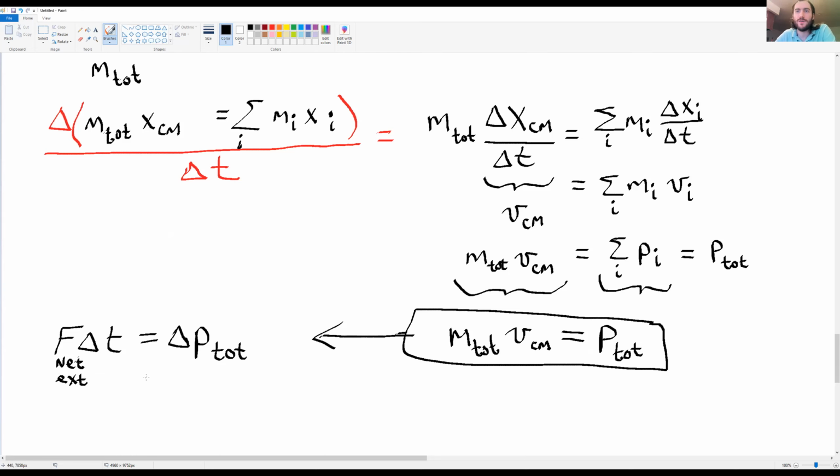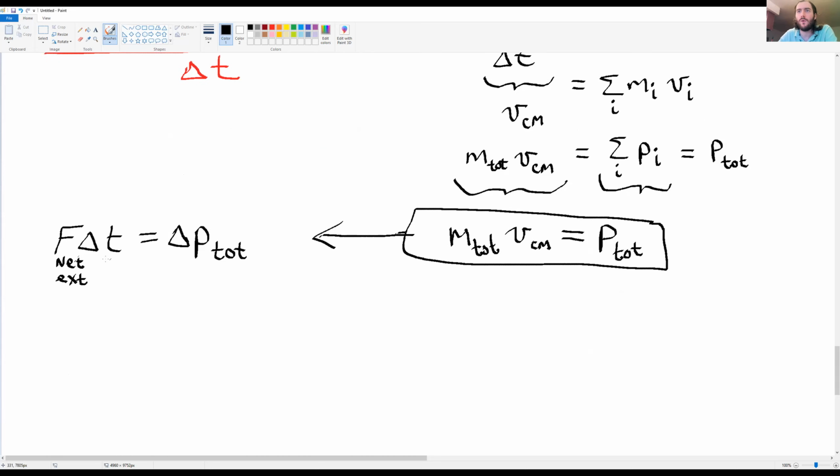And whenever we have no net external force, the total momentum of the system is conserved. I think you guys remember that. So if the net external force, sorry for the handwriting here, the mouse is kind of giving me some trouble, the net external force is 0.